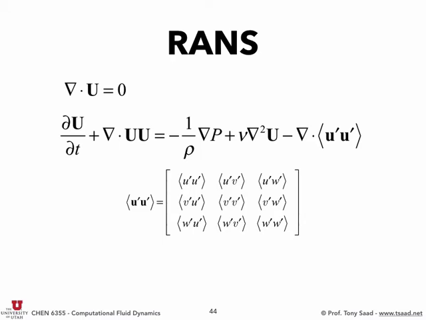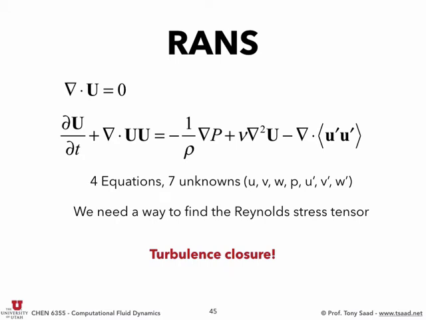Say I gave you this system of equations. I want you to solve for u and p. So what's the problem here? How many unknowns and how many equations do you have? We have 4 equations, because these are 3 equations. So we have 4 equations, continuity and 3 momentum. But how many unknowns do we have? U, V, W, P, u prime, v prime, w prime, 7 unknowns. So we have 4 equations and 7 unknowns. And that, my students, is known as the turbulence closure problem.